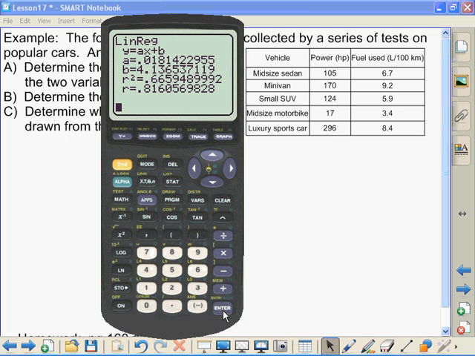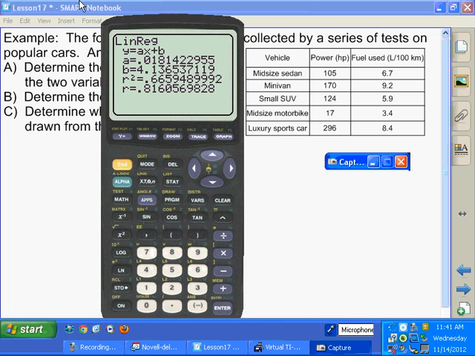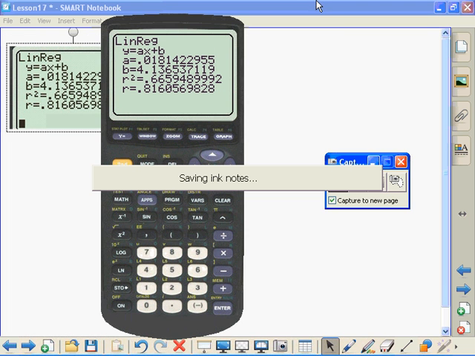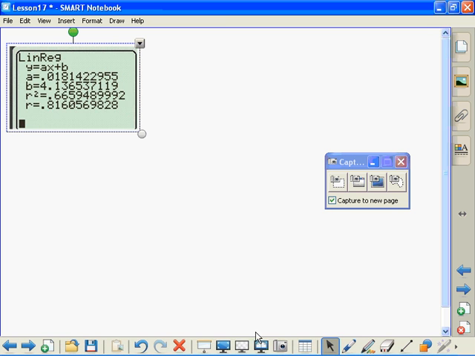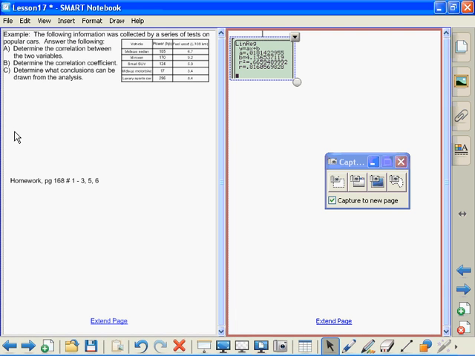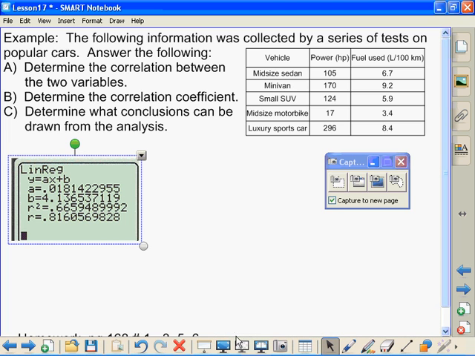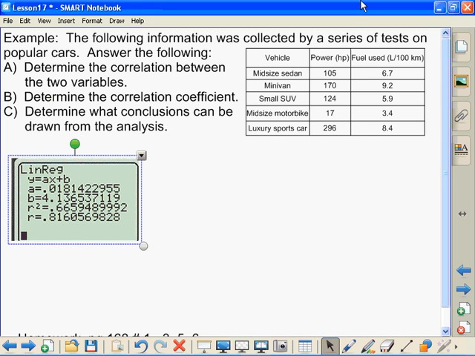So I'm going to take a screenshot of that to make it a little bit nicer for me to finish off the note. So like that. And put the split screen quick, and move it in here so I can talk about it. Okay. So there is the analysis from the calculator.